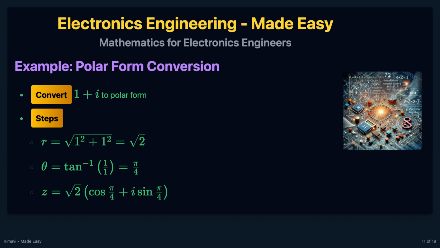Let's convert the complex number 1 + i to polar form. First, find the magnitude r = √(1² + 1²), which is √2. Next, find the phase angle θ = arctan(1/1), which equals π/4. Therefore, the polar form is z = √2 (cos(π/4) + i sin(π/4)).